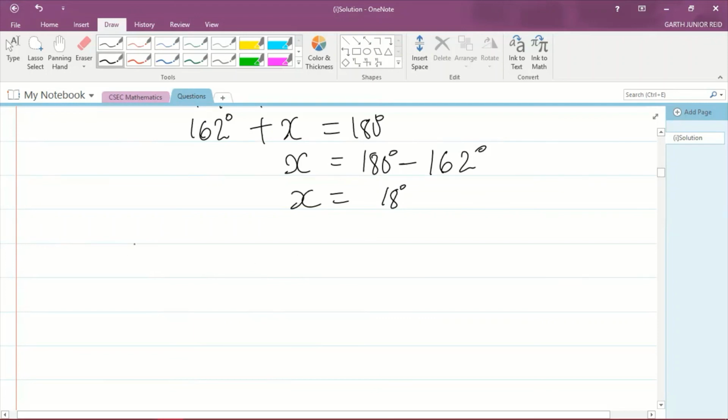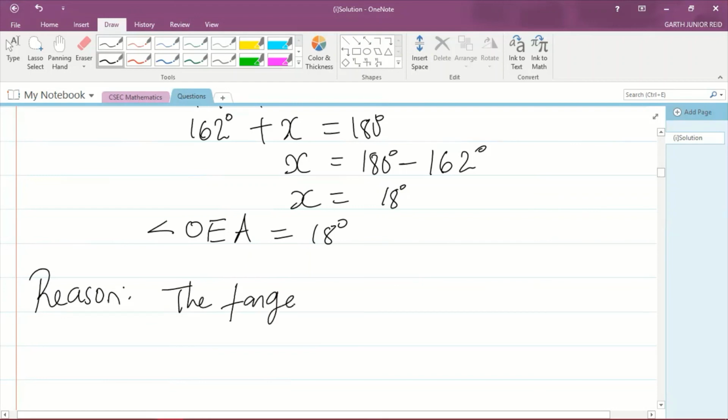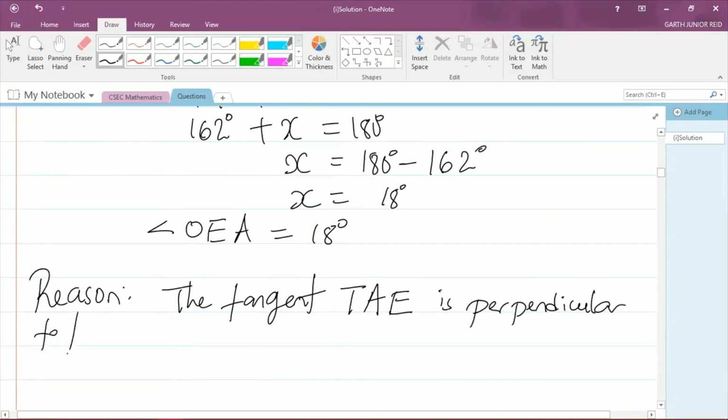Therefore, my angle OEA equals 18 degrees. Good. Let's write our reason here quickly. We're saying that the tangent TAE, that line that touches the circle at the point A, is perpendicular to the radius OA.